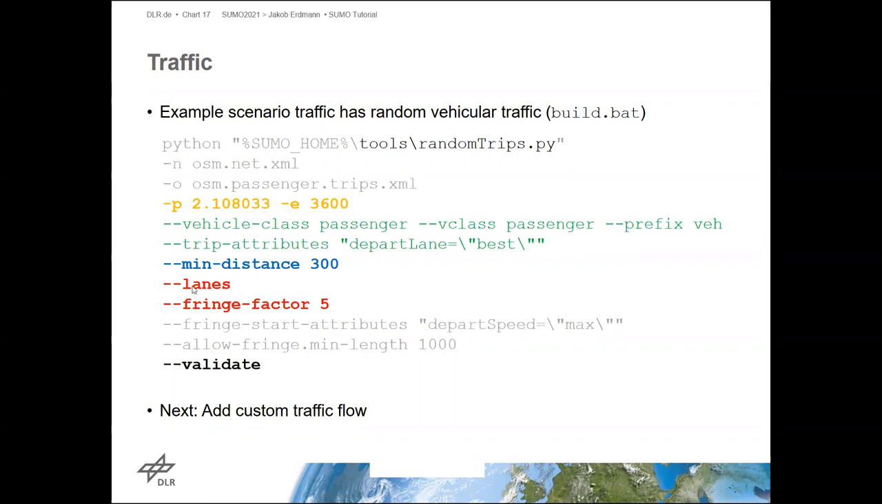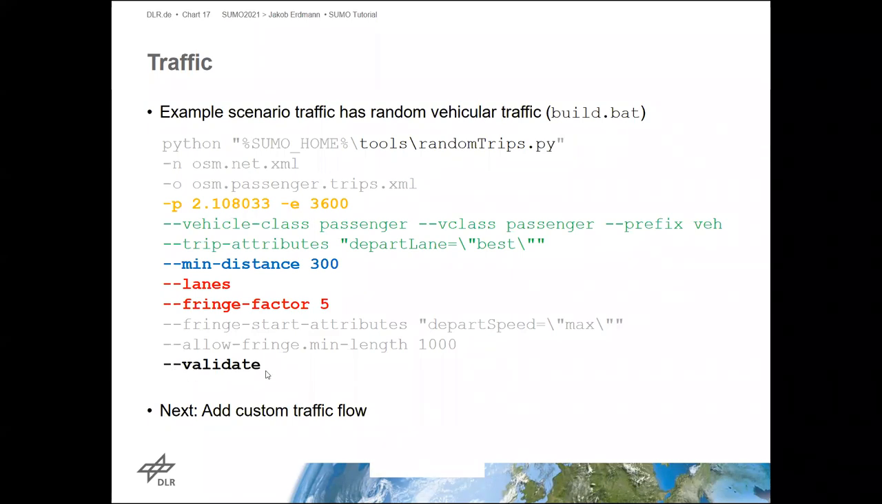So this option scales the probability with the number of lanes. More lanes means more traffic. And this scales the probability of the fringe factor option in a way that makes traffic more likely to appear at the outside of the network, at the outer border, and also disappear there. This is, by the way, an option that you can set in the web wizard interface when assigning the traffic. And then there's one more option, validate, that I want to highlight.